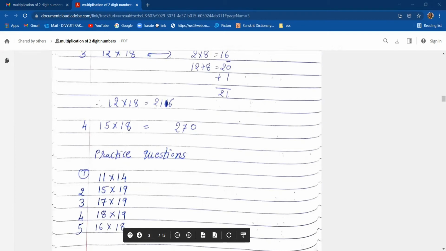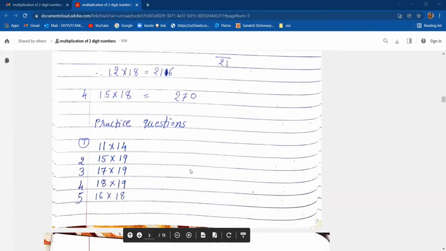15 into 18. Now let's do it orally. What we will do, 8 fives are 40. 0 is here. Now 4 we have to keep in mind to take as a carry. Now 15 plus 8 will give you 23. 23 plus 4 will give you 27. So 270 will be the answer. Clear? I hope you understand it.